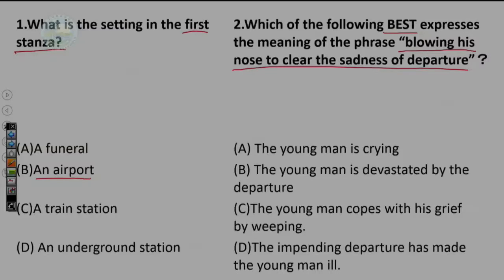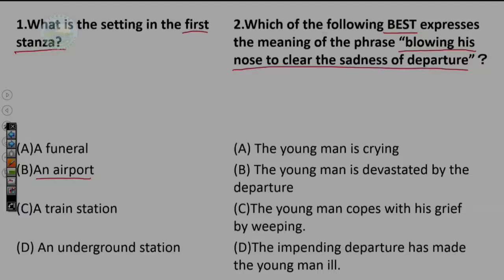Item number 2 says, which of the following best expresses the meaning of the phrase, blowing his nose to clear the sadness of departure? Now we understand that the blowing of the nose can be one of two things. You have the cold or you're crying. So when we look at our options, A says the young man is crying, B says the young man is devastated by the departure, C, the young man copes with his grief by weeping, D, the impending departure has made the young man ill.